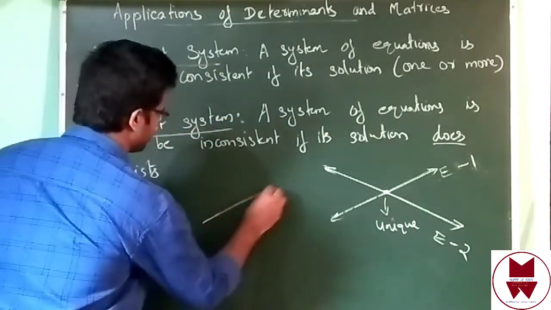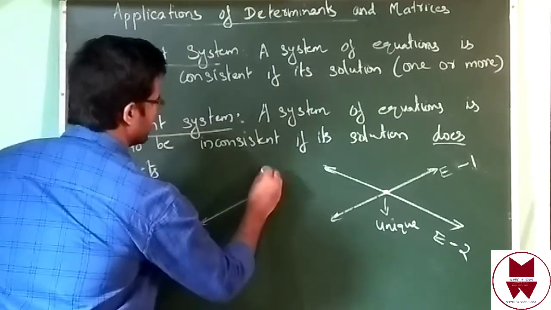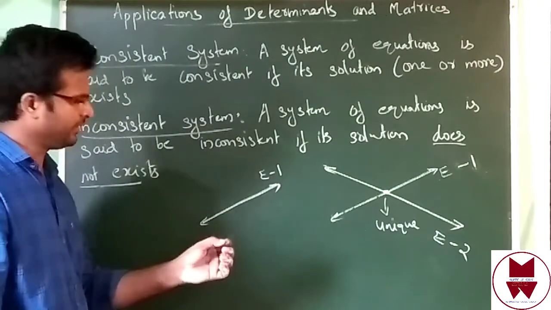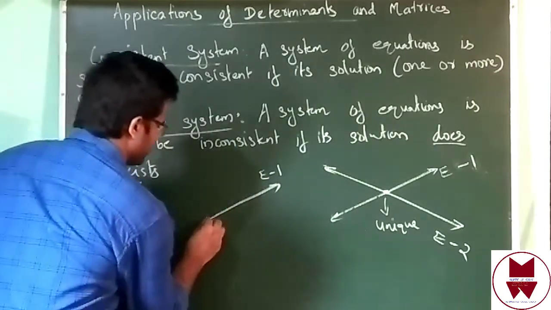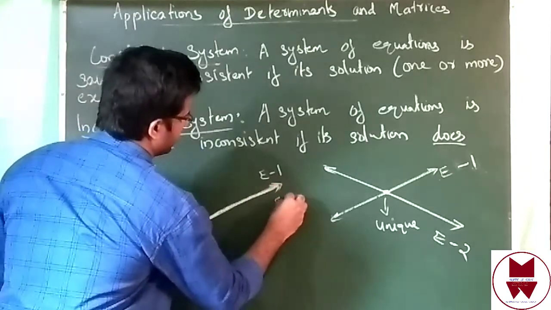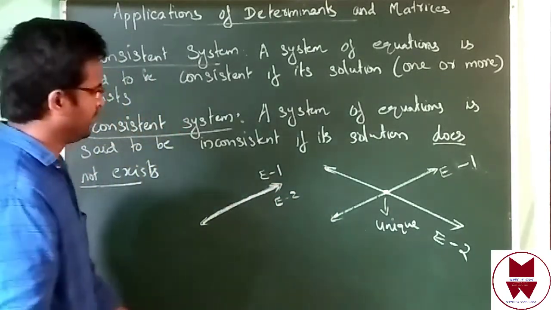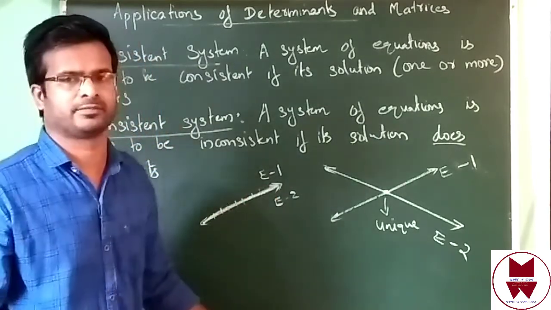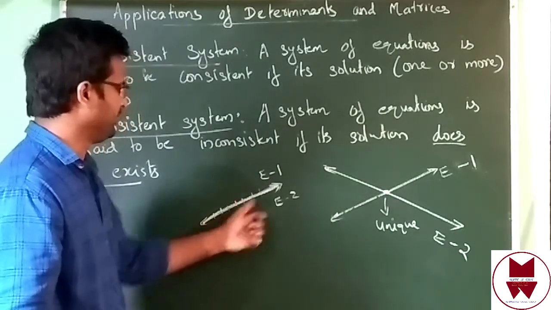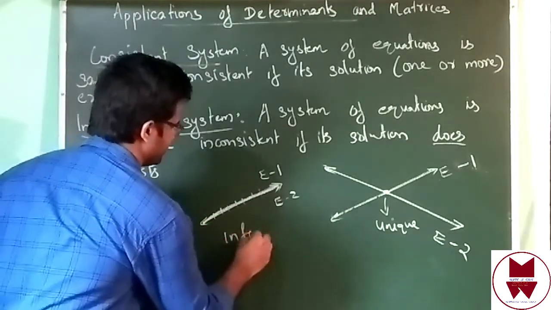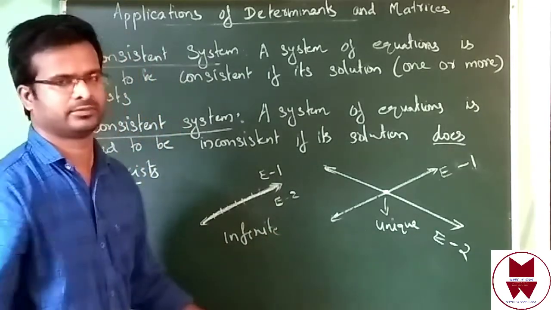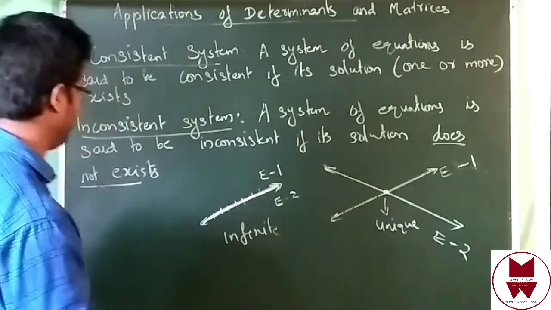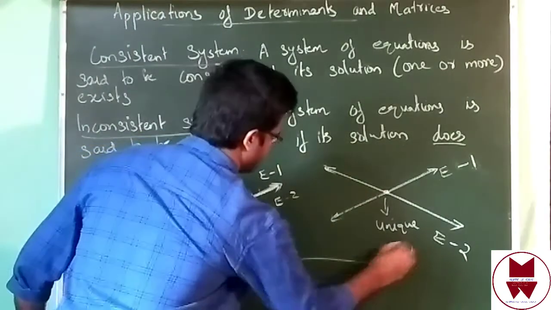Then next, if you draw the graph of equation number 1, one straight line. Then if you draw the graph of the second equation, it is the same line. How many intersecting points are there? Each and every point is an intersecting point, isn't it? That means here there are infinite number of solutions. These two cases are known as consistent.